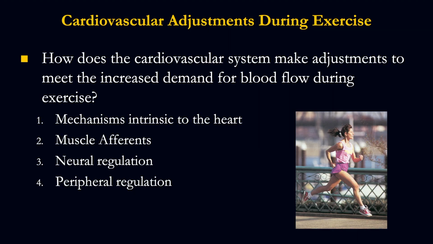The big question you should ask yourself at this point is, how does the cardiovascular system deliver that cardiac output to the working muscle? How is that regulated? We're going to look at 4 different areas. We'll look at mechanisms that are intrinsic to the heart. We'll look at muscle afferents, as well as neural regulation, as well as peripheral regulation.